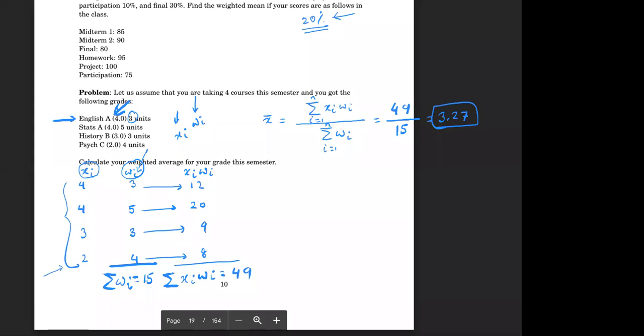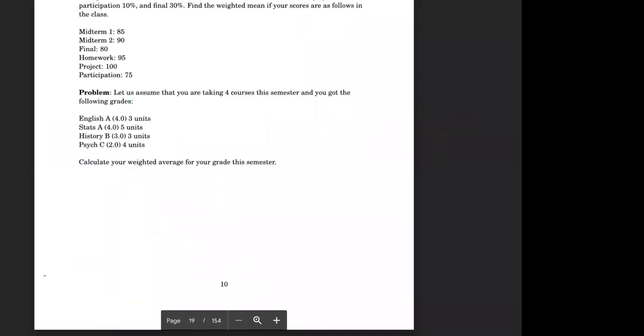And that's how they calculate your grades, by the way. Grade point average is a weighted mean. Is this clear to everybody? Yes, thank you. Okay, great. Okay, so let's move on to the next topic.